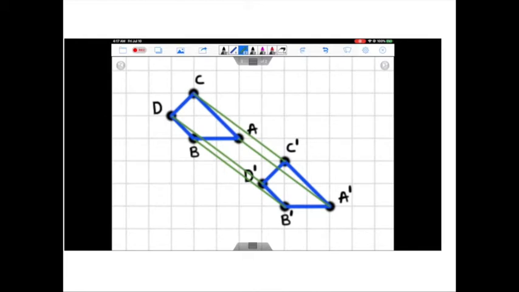So that's a demonstration that that's a translation. It translates parallel, and you actually get that prism once again. So the blue bases of the prism, and then the green parallelogram connections.